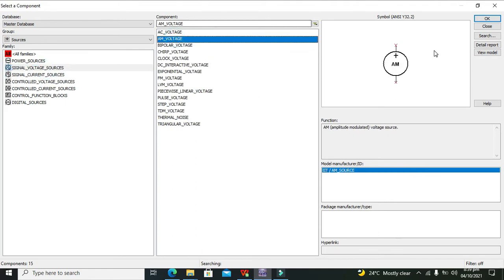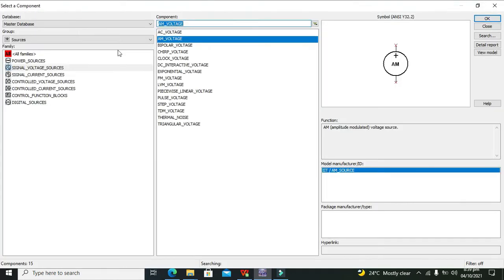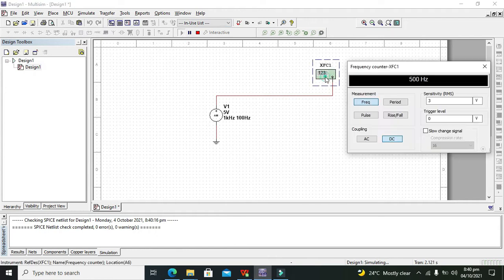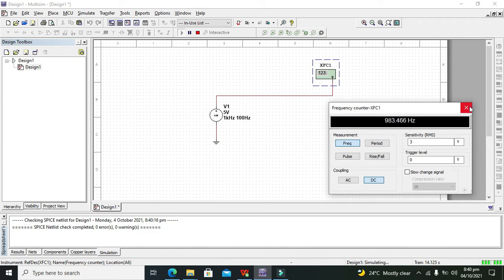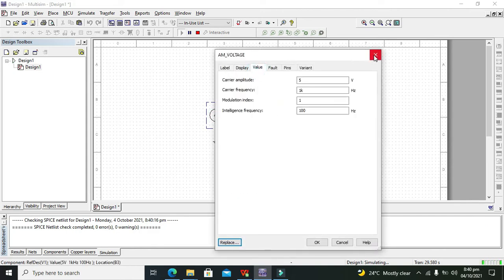Okay, so AM voltage, amplitude modulation. Now we need to connect it like that, and we will connect our ground on the lower side. We can see 1 kilohertz and 100 hertz, so there are two frequencies. It is saying that we have 983 and 500. Why is it displaying multiple values? Because there are two signals in this AM source. One is the carrier and the other is the information signal. So the carrier is 1K and the other is 100 hertz.